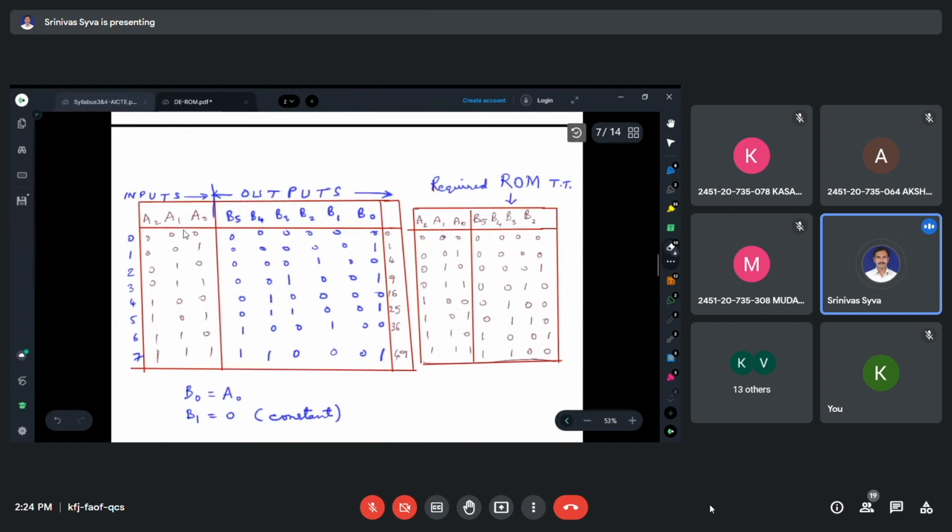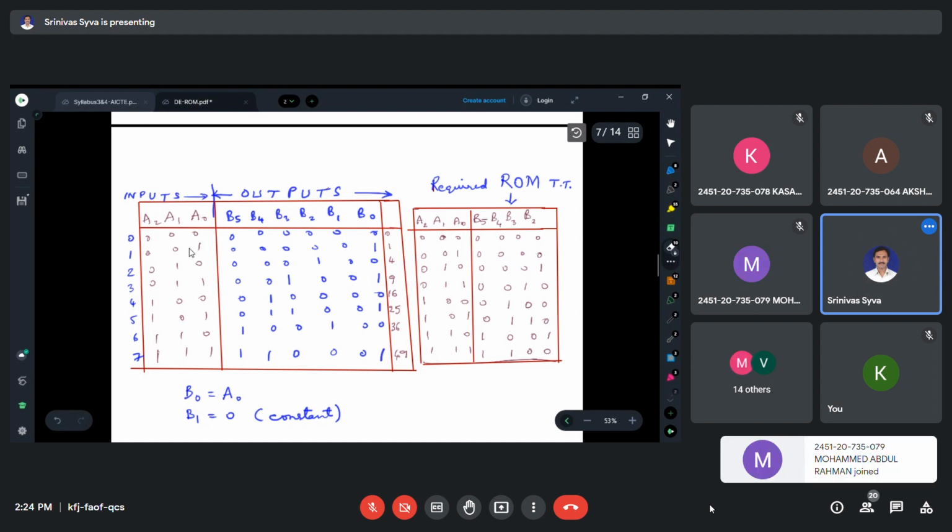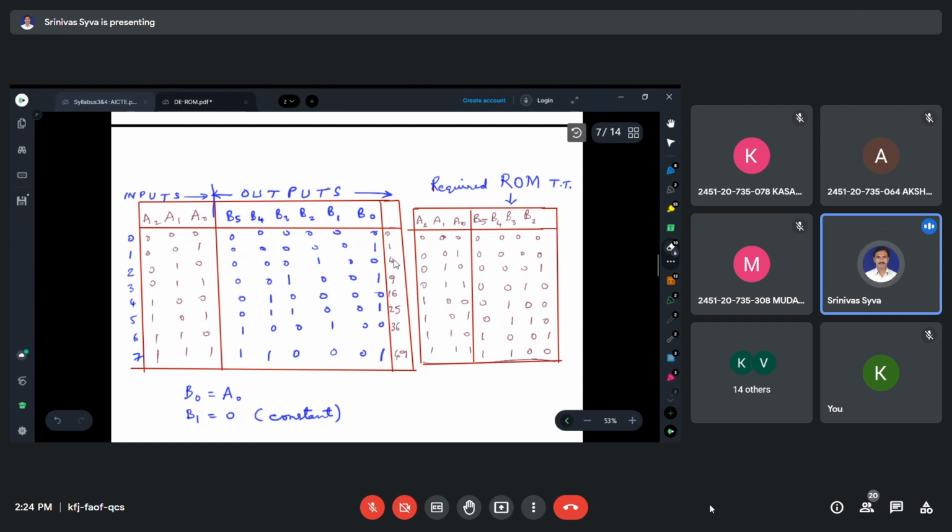A0, A1, A2 are the inputs. Here we are applying a binary number: 0, 1, 2, 3, 4, 5, 6, like that. So the outputs are 0, 1, 4, 9, 16, 25, 36, 49, the square of the input number. So we are implementing this combinational circuit with the help of a ROM.